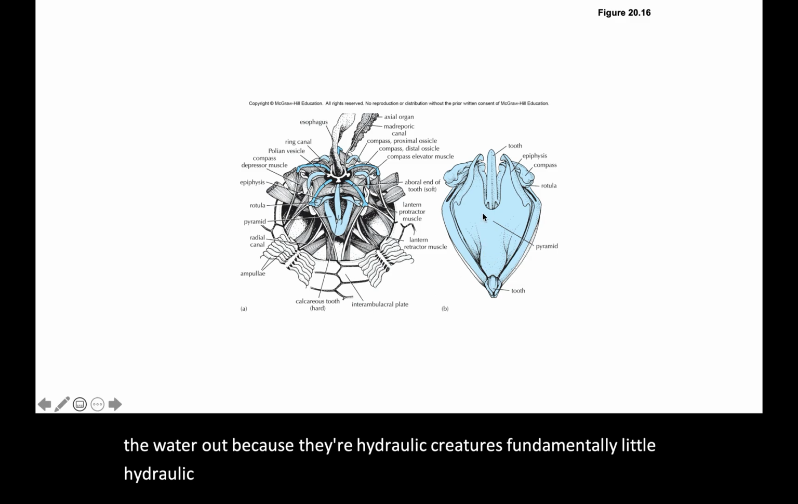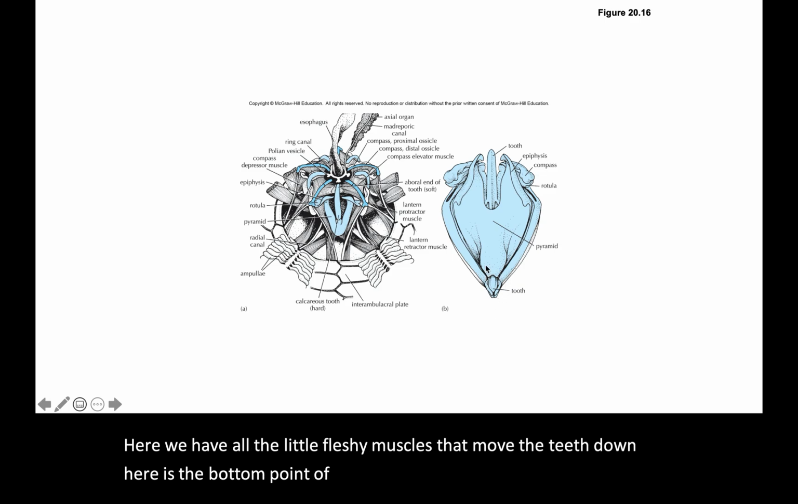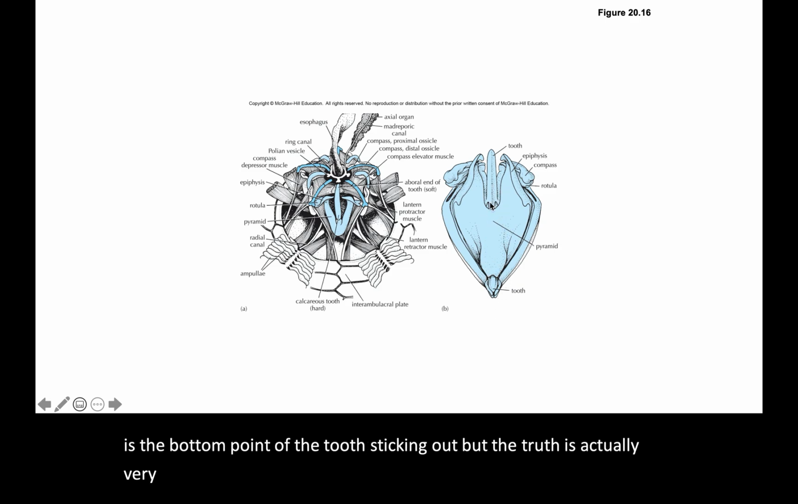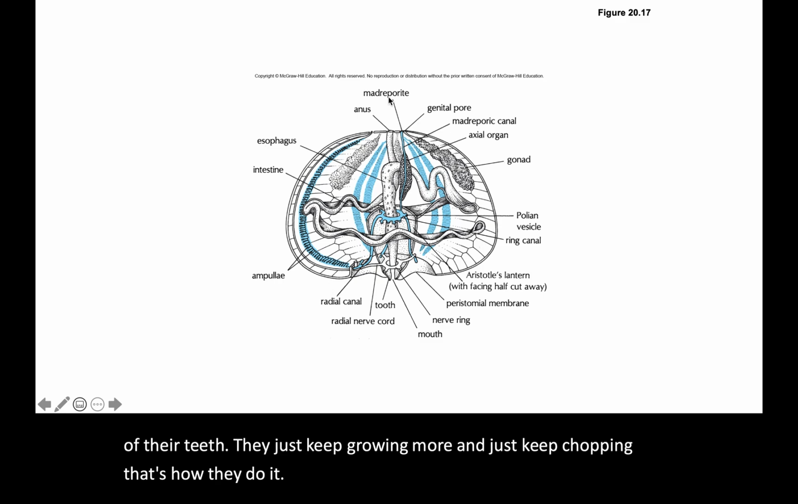Here we have all the little fleshy muscles that move the teeth down. Here's the bottom point of the tooth sticking out, but the tooth is actually very long and keeps growing. And so as they grind off the ends of their teeth, they just keep growing more and just keep chomping. That's how they do it. And here's the whole thing kind of put together.